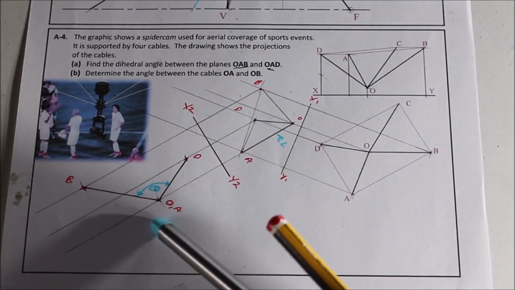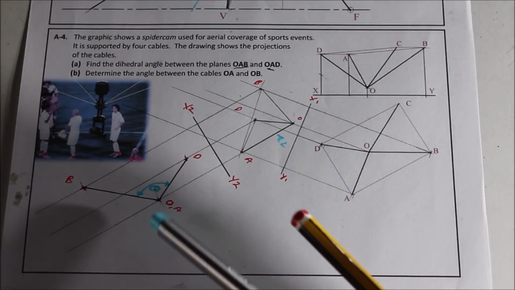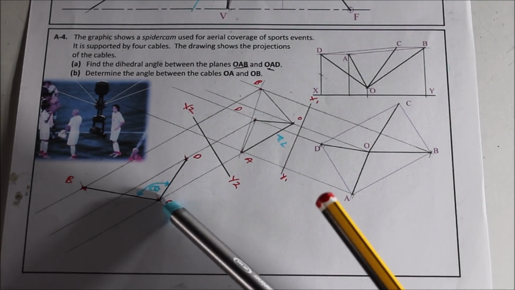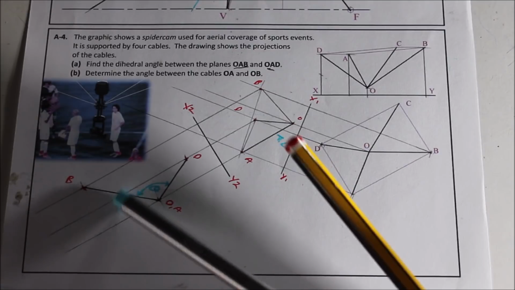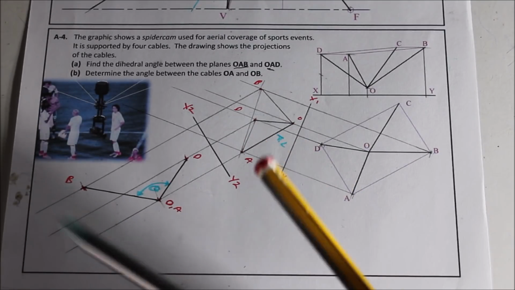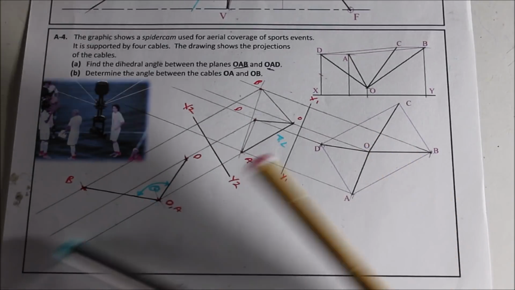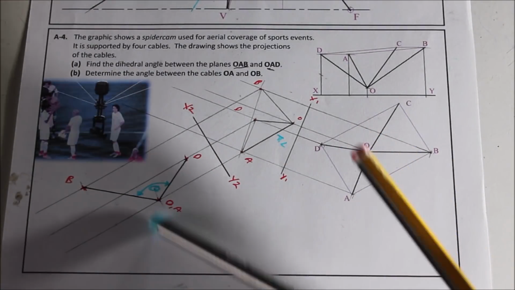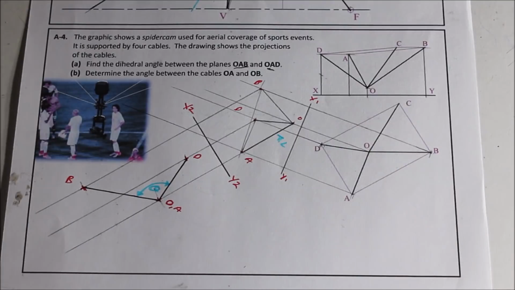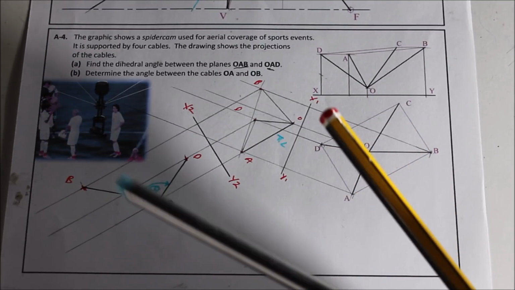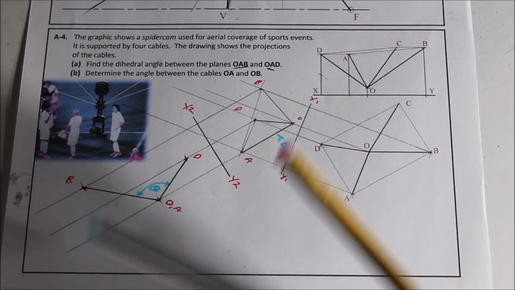But I'm going to work off our last auxiliary view here because we have not only OA as a point view, but if we find a true length of OB, do another auxiliary view and get a true length of OB, we'll have a true length of OA as well, and we'll be able to find our true angle. So in order to find OB as a true length here, I need to project down perpendicular to OB down to bottom left.